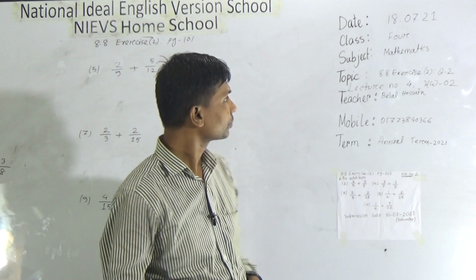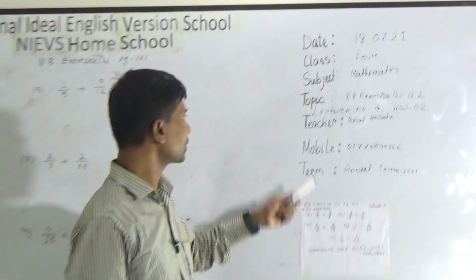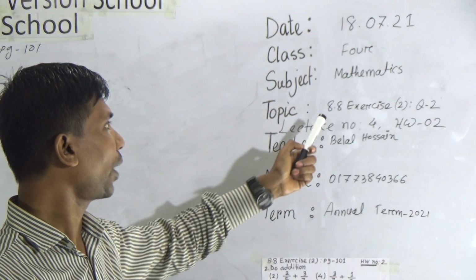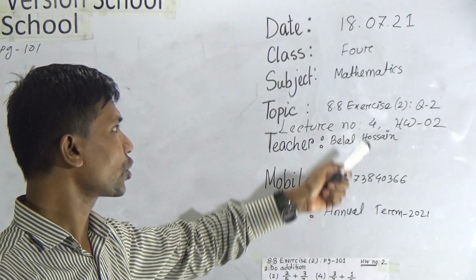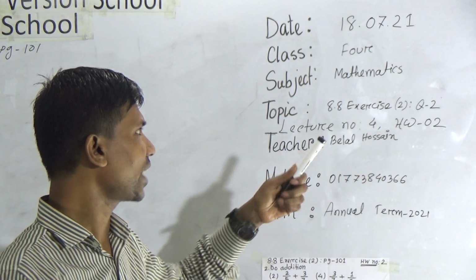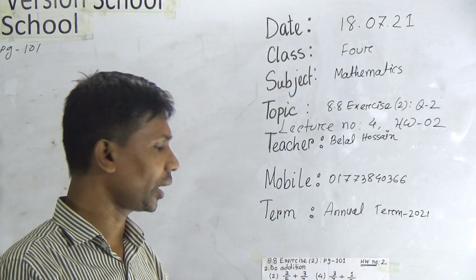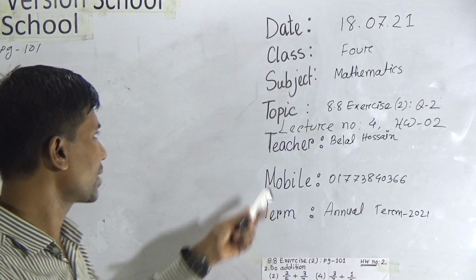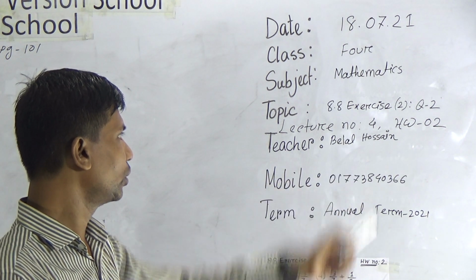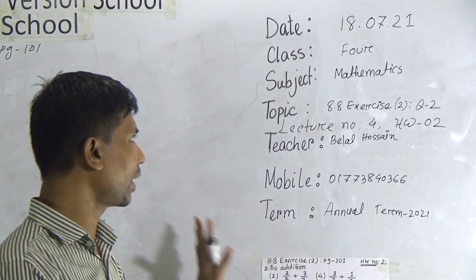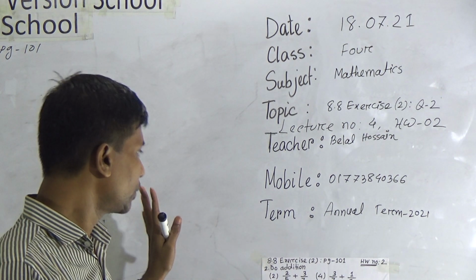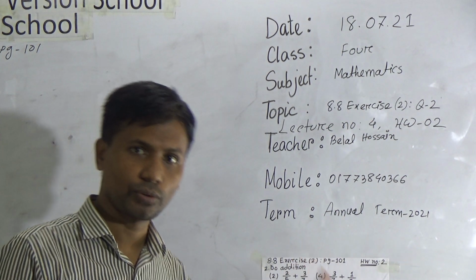Dear student, look, today our topic is 8.8 exercise 2, question number 2, which is taken from your book, page number 101. Our lecture number 4, HW number 2. Student, after finishing the lecture, I will show you what is your HW. Okay, student?